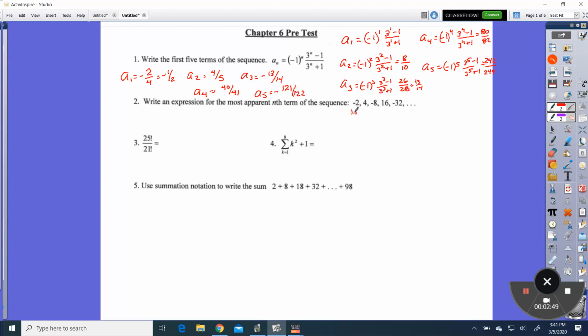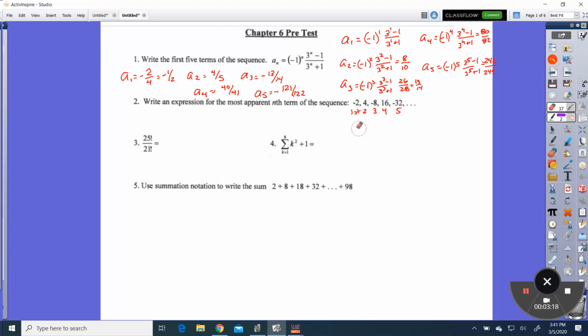This next one, this is my first term, second, third, fourth, fifth. So we're trying to find any pattern on here. It's kind of hard to tell right there, but if I take out 2, if I divide all of these by 2, I have 1, 2, 4, 8, 16, and I go, oh, that's just multiplying by 2 each time. So if you wanted to, you could even leave it as it is.